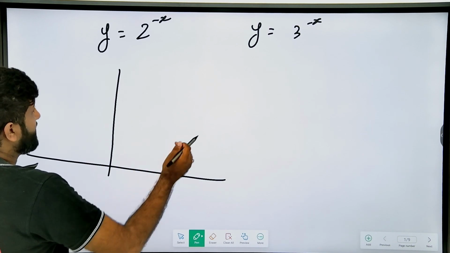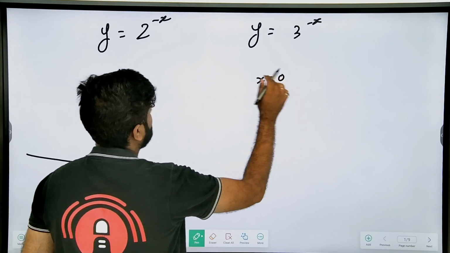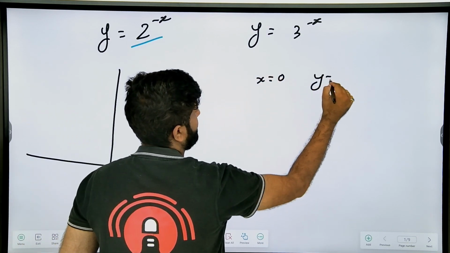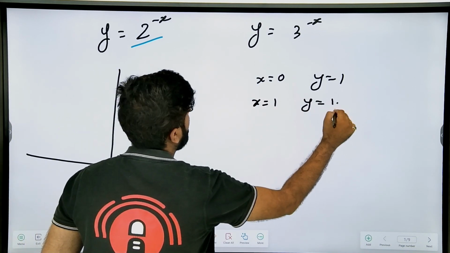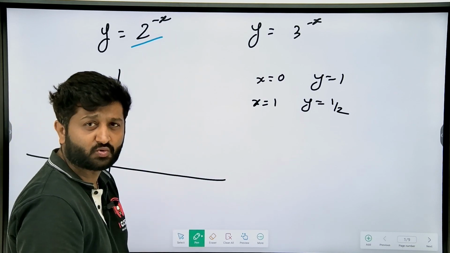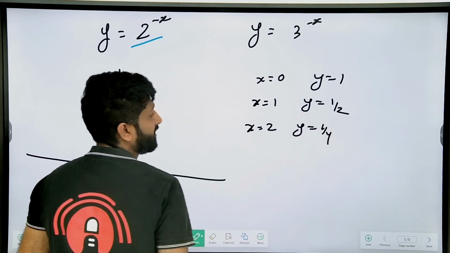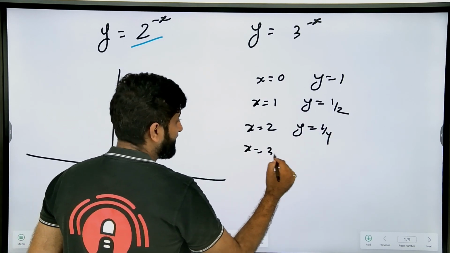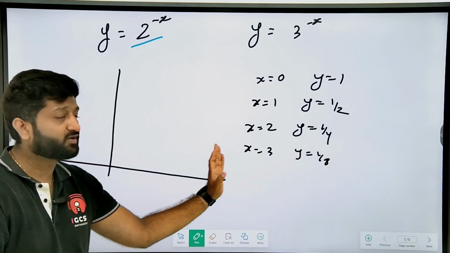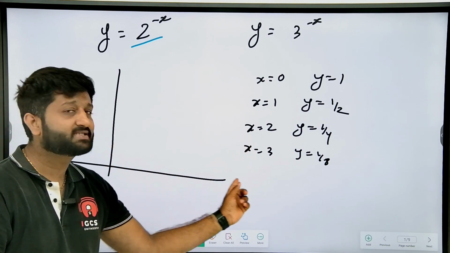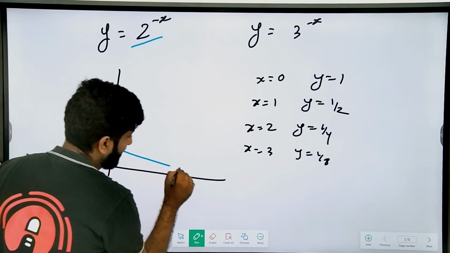Now, what will happen is you increase the value of x, right? Let's say when x is 0 for this graph, obviously y is going to be 1 because 2 raised to 0 is 1. When x is 1, y is going to be half because 2 raised to minus 1 is 1/2. The same way when x is 2, y is going to be 1/4. When x is 3, y is going to be 1/8. So if you observe, as I'm increasing the value of x, the value of y is reducing significantly. So this is going to look like this.